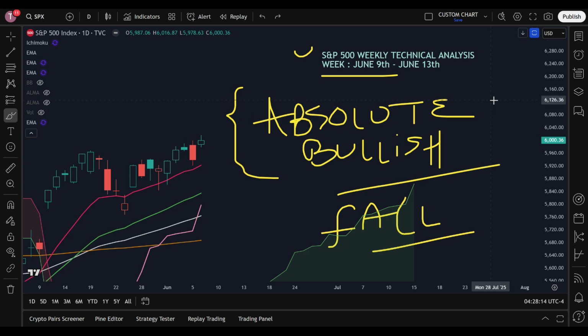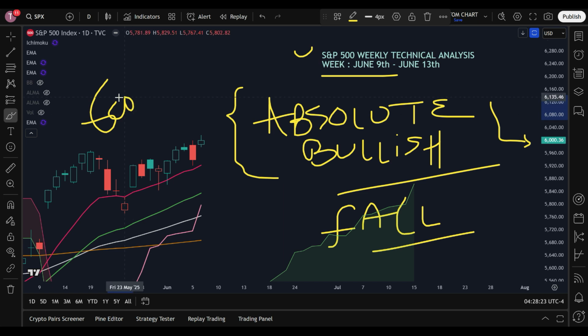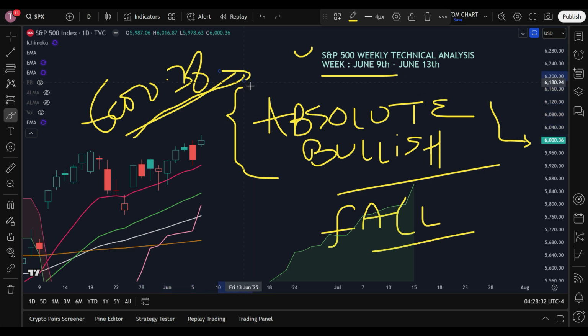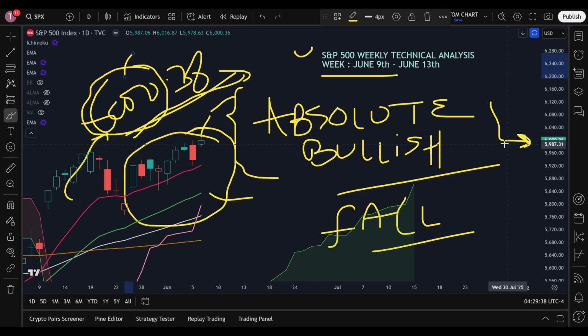Other than that, the most important achievement of the stock market, especially the S&P 500, was the closing above 6,000. The closing was at 6,000.36, and this is something that is going to change a lot of things. Because of this closing above 6,000, we are anticipating on Monday either a gap up open or, irrespective of the open, an initial or intraday bullish movement on Monday.